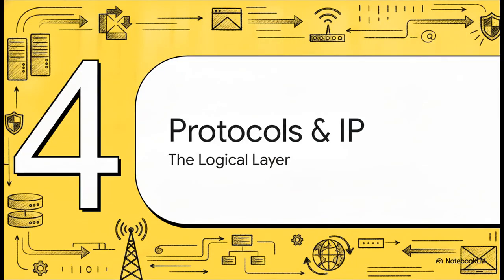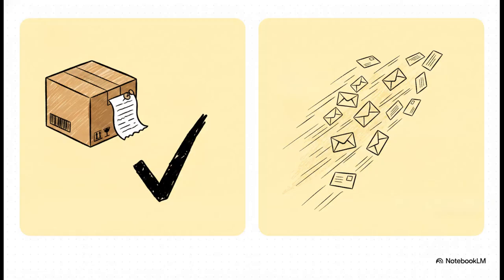Section 4, Protocols and IP Addressing. We're stepping up another level here into the logical software layer of the network. This is where we finally unpack all those acronyms that define the actual rules of digital communication. First up are our transport protocols, TCP and UDP.